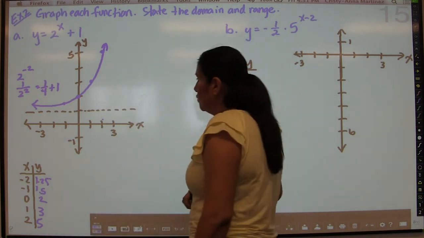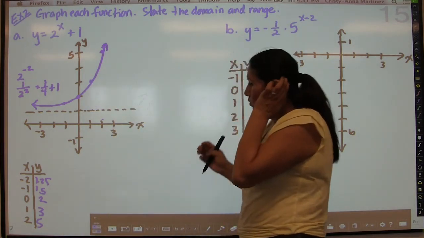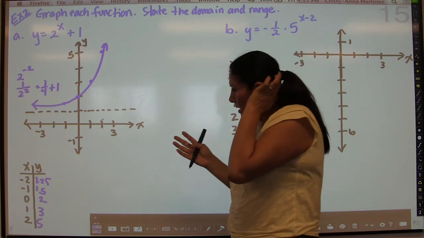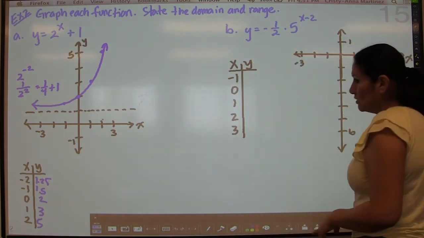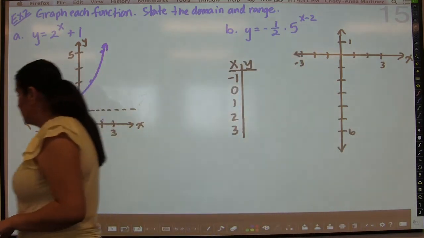So you have the same graph. So you can do it just by moving it up 1 unit, or you can actually do the t-table, however you like to do that. So we're going to do that in part B as well.